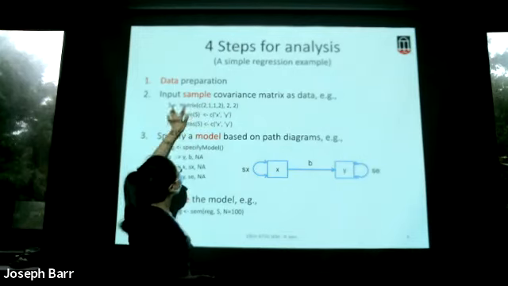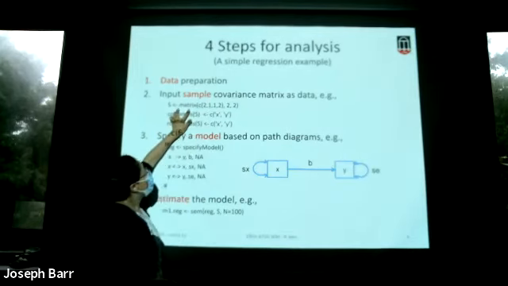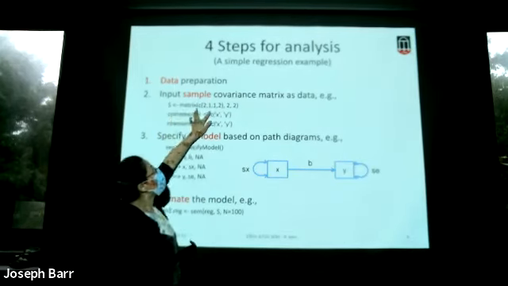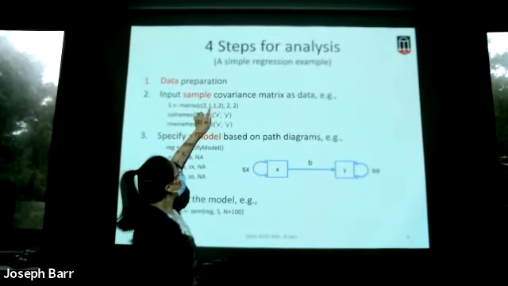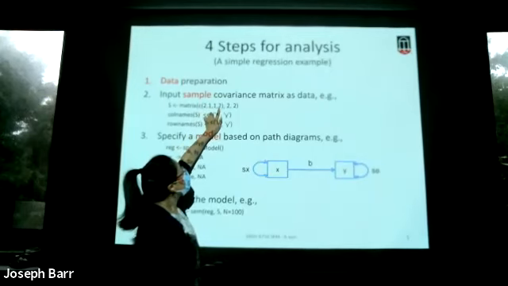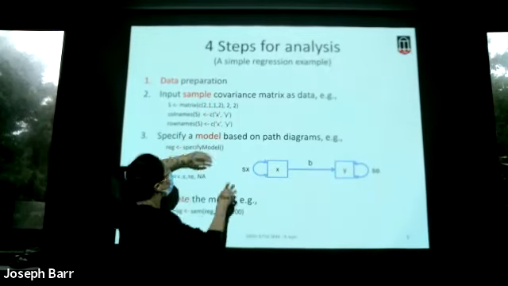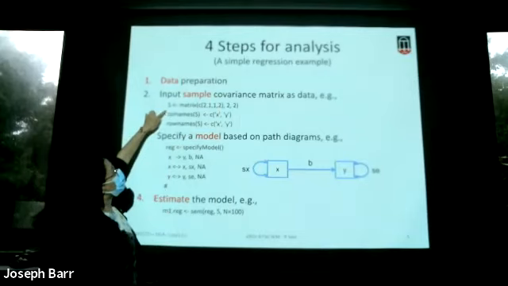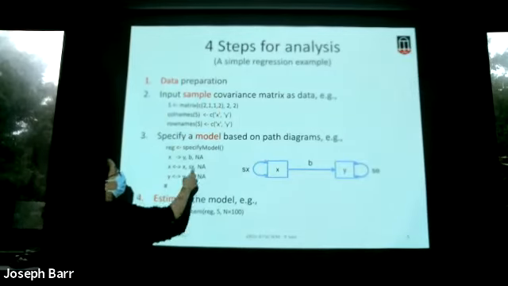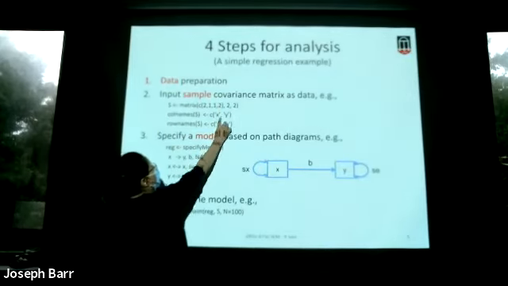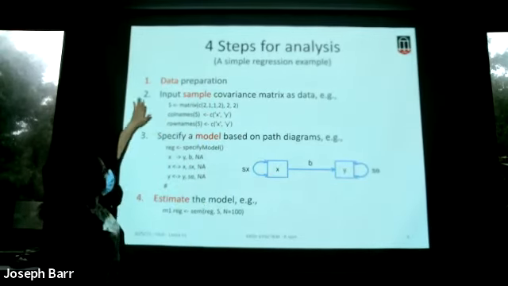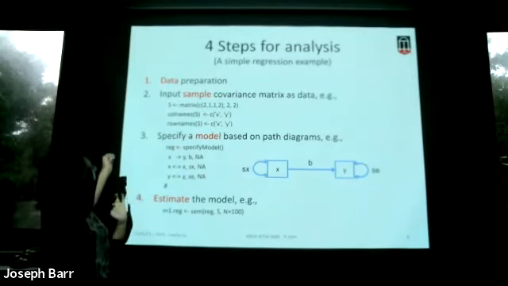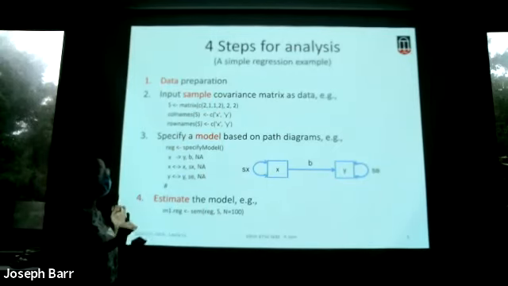Suppose this is our sample-based covariance matrix. By creating a matrix, this is the variance of X, okay, the covariance between X and Y, the variance of Y. So we created a sample-based covariance matrix called S. 2 rows, 2 columns, and then row names, column names. That's the S. And then we're gonna calculate the sigma.